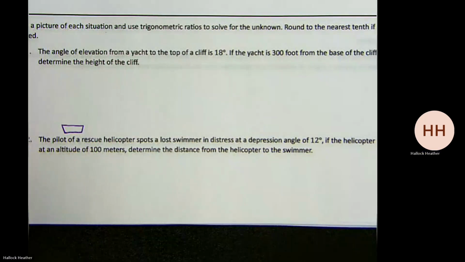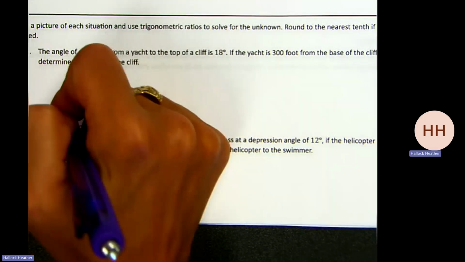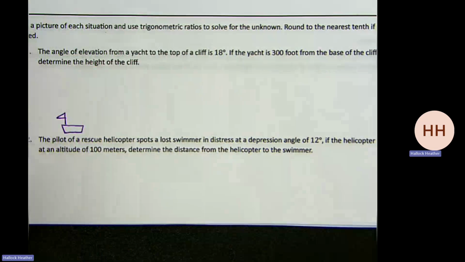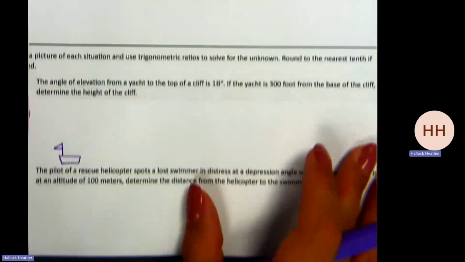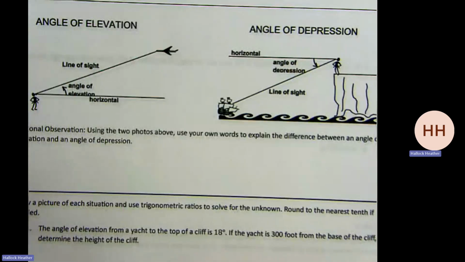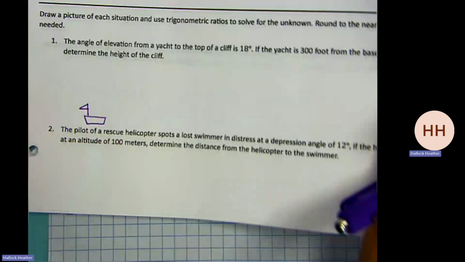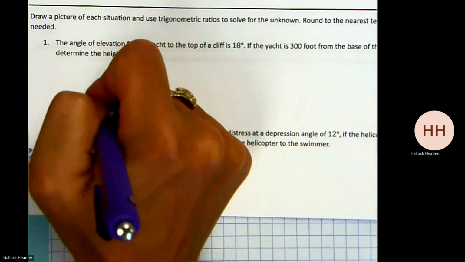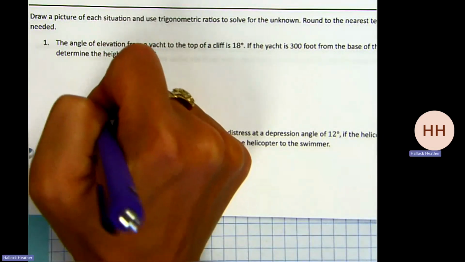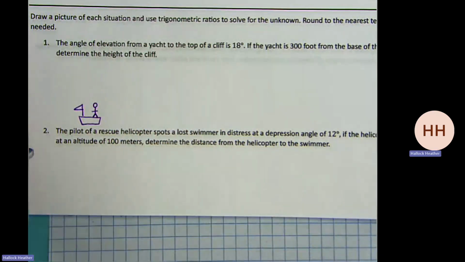That's my boat. It's cute. Here's my boat. Okay. There's my sail. It says it's an angle of elevation. So based on what you think from these two photos above, does an angle of elevation mean I'm looking up or I'm looking down? I'm looking up. So I'm technically standing on my little boat. This is me standing on my boat. I'm on a boat. Okay.